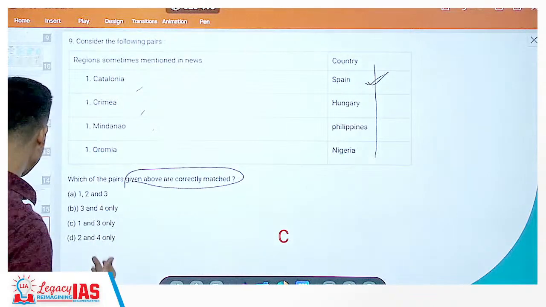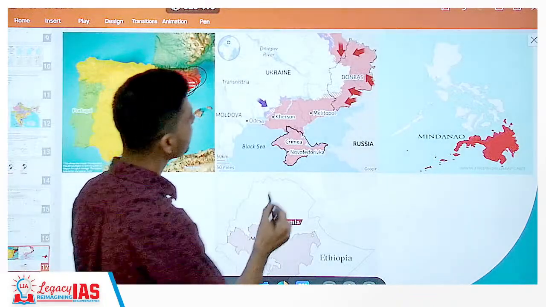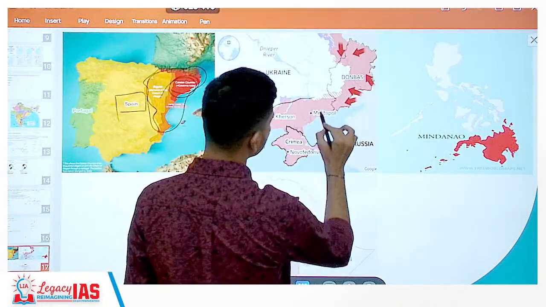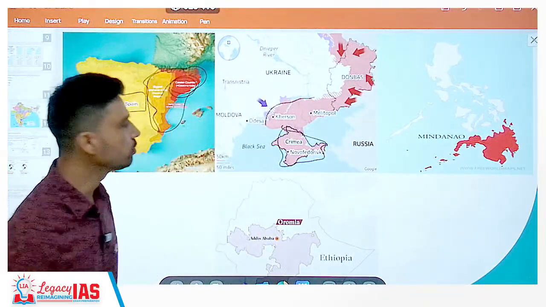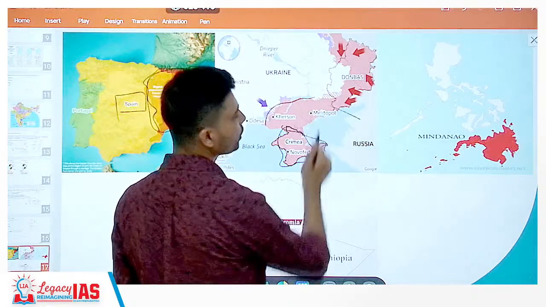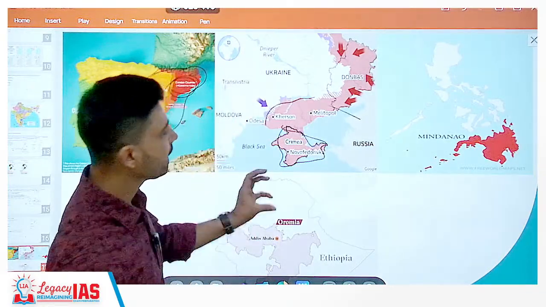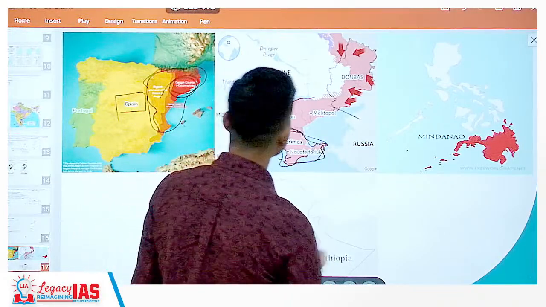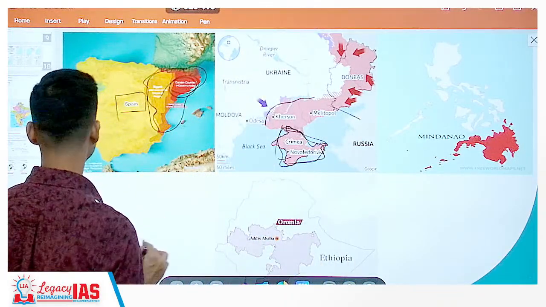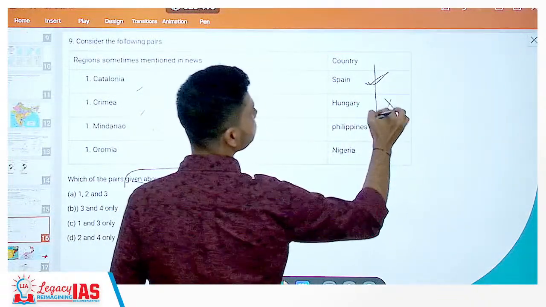Second is Crimea, Hungary. That is incorrect, because Crimea is a region situated in Ukraine here, as you can see from here, that was annexed by Russia in 2014. Again, due to the Russia-Ukraine war, the region has come back into the news. So Crimea is part of Ukraine, it is not part of Hungary. That means the second statement here is incorrect.